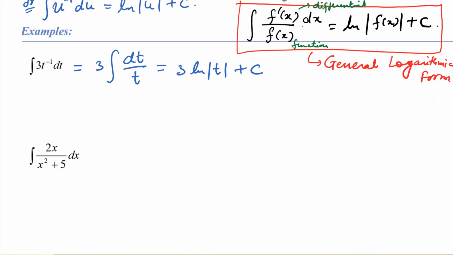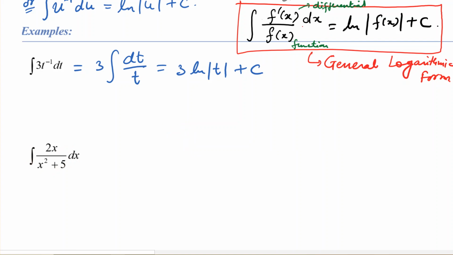All right, in the next one, we have the integral of 2x over x squared plus 5 times dx. At first look, it doesn't look like the form du over u. But let's do the substitution and see what happens. If we consider u as x squared plus 5, the derivative of x squared plus 5 is 2x. So we have the derivative on the top, and that is our logarithmic form.